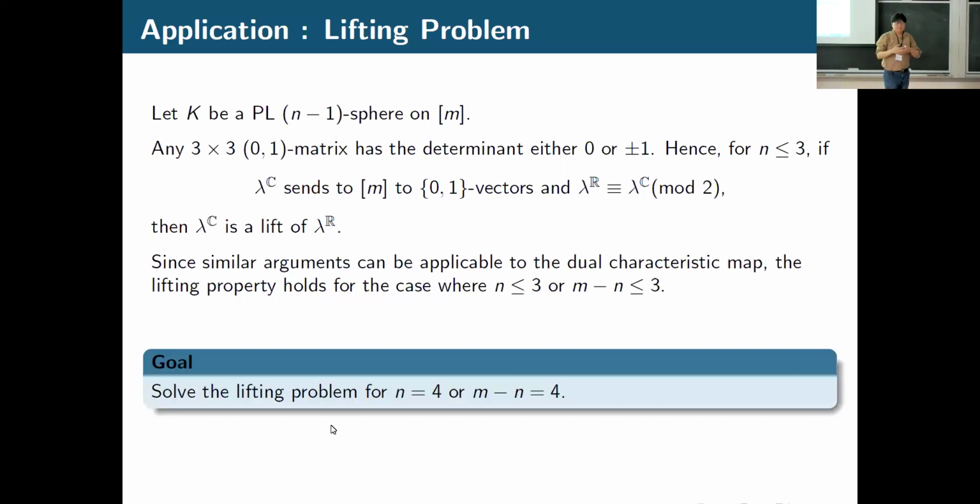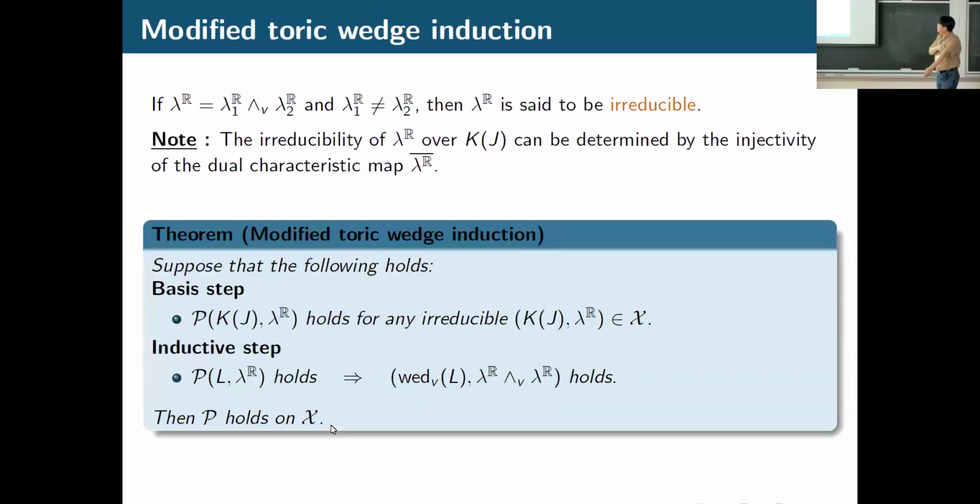So the very beginning step for the Lipton property is to solve these cases, for the n is 4 case or the m minus n is 4 case. But unfortunately, I have no idea about n is 4, so I drop those cases. So I want to tell you about the lifting problem for the m minus n, the Picard number, 4 cases. But in this case, we need a slightly modified version of Toric wedge induction.